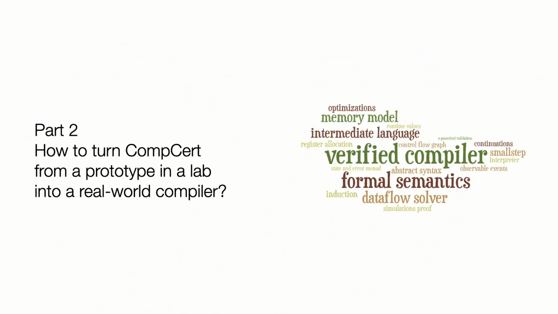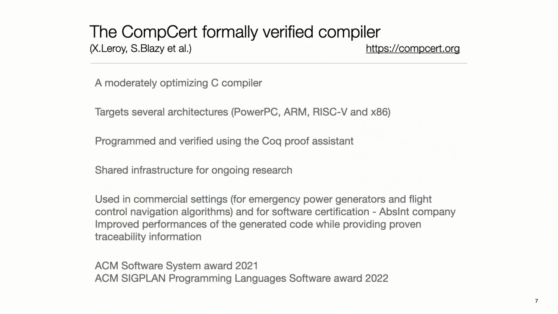So in the second part, I would like to explain how to scale these ideas to the verification of a real compiler such as CompCert. CompCert was designed to compile critical embedded software. It's a moderately optimizing compiler. It targets several architectures: PowerPC, ARM, RISC-V, and x86.